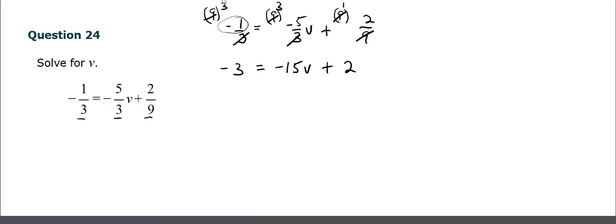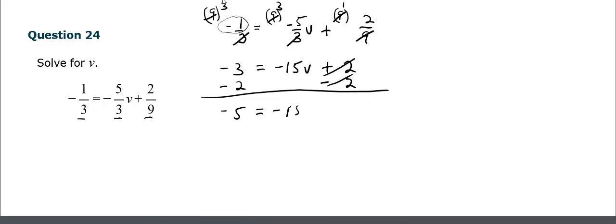So now we're going to isolate. So since we only have one v and it's on the right hand side, I'm going to isolate it on the right hand side. So I need to eliminate the positive 2. So I'm going to subtract 2 from both sides. Negative 3 and negative 2 give me negative 5, equaling negative 15v.